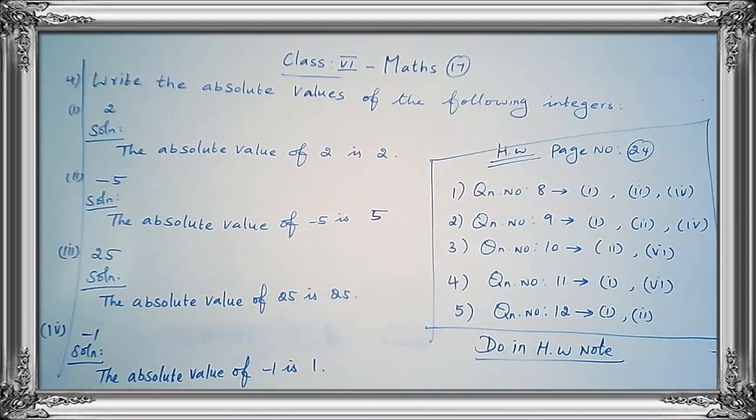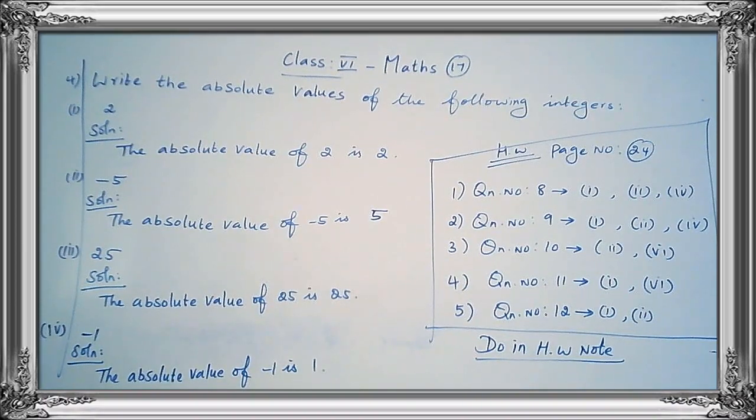In page number 24, exercise 2.1, question number 8, first one, second one and fourth one. These are homework. Okay children, very easy questions only. Questions are more but the answers are very small.